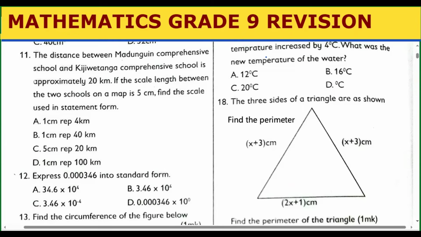Okay. Now let's come here to mathematics. So let me sketch the Maduguini. Maduguini is here, then we have a distance, and then here where is the other one? It is Kijiwetanga. Let me write K. Kijiwetanga is there. So the distance is approximately 20 kilometers. So I write 20 kilometers here, and then the representation is 5 centimeters. So write 5 centimeters here.